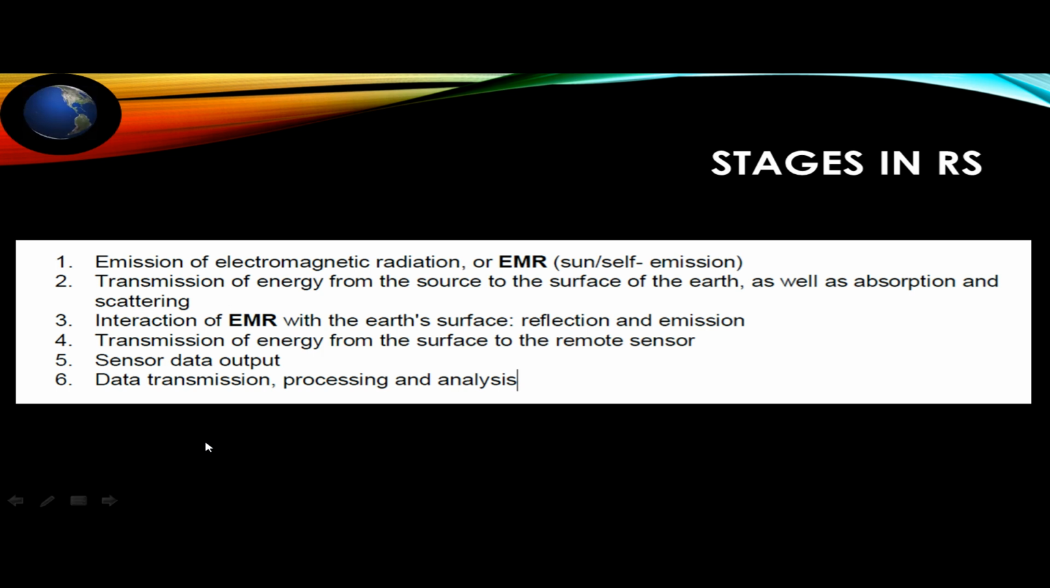The third stage is the interaction of EMR with the earth surface features, like reflection and emission. The fourth stage is the transmission of energy from the surface to the remote sensor. What is happening? The transmitted or reflected radiations are going to the remote sensors, the satellite, and the sensor data gives the output as imagery or reflectance, and the data is transmitted through our transmitter, and we are getting it in our processor or systems, and then we are analyzing. So these are the six stages in remote sensing which happen when the electromagnetic radiation interacts with the earth surface features.